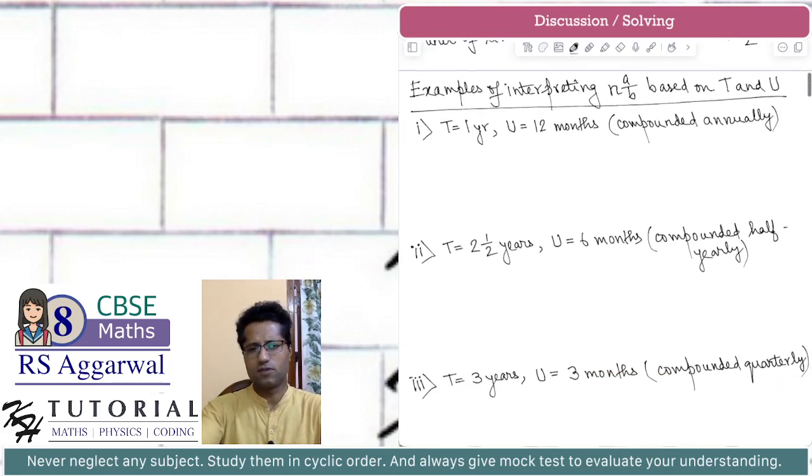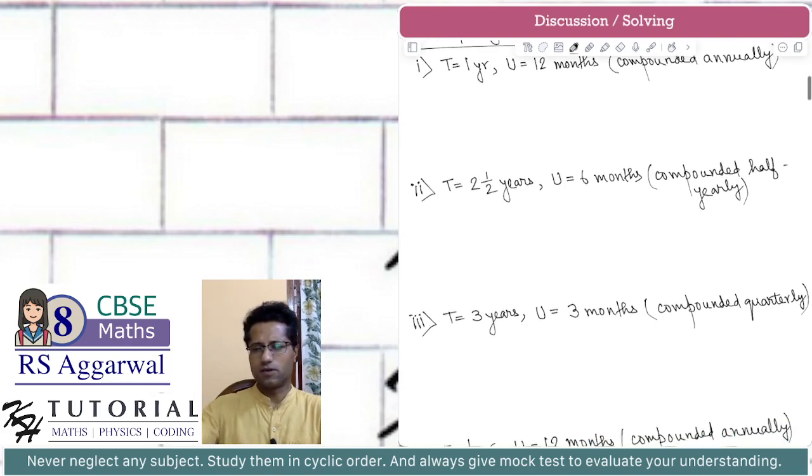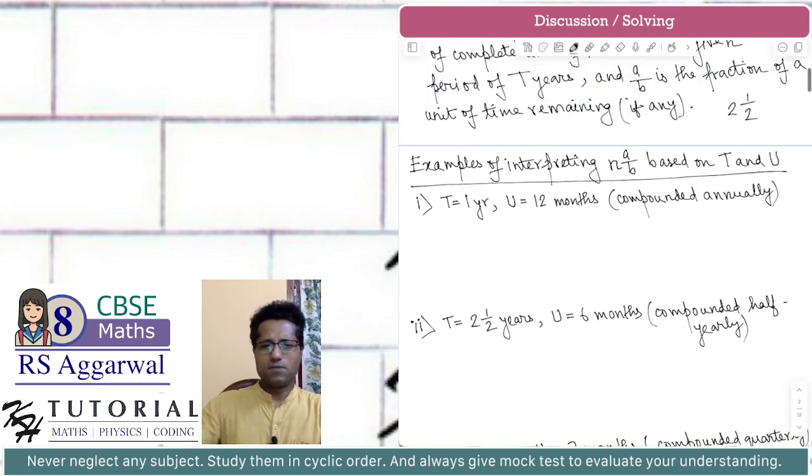Similarly, as you can see for examples 2 and 3, compounded half yearly means 6 months. Compounded half yearly means after every 6 months interest is being calculated. So in that case u is 6 months. Similarly, compounded quarterly means 1/4 of a year, which means 3 months. So u is 3 months. Okay. Now, if t equals 1 year and u equals 12 months, what do we have?